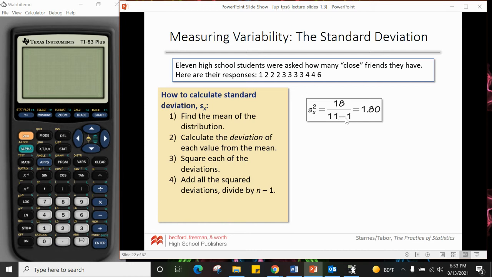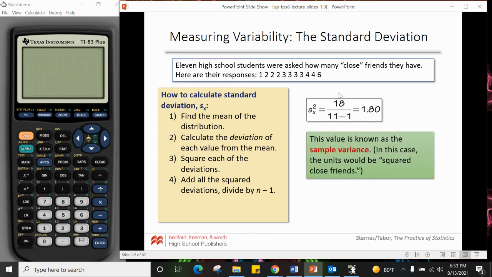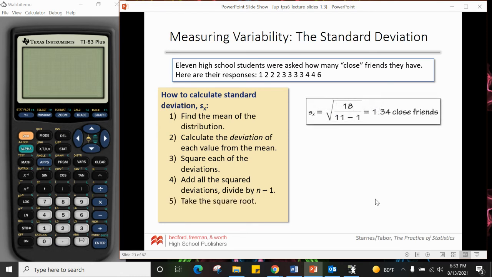And then you divide by n minus 1. So here we'll divide by 10 because there are 11 data points. And that would be my variance, my sample variance. And then you take the square root and you get your standard deviation.